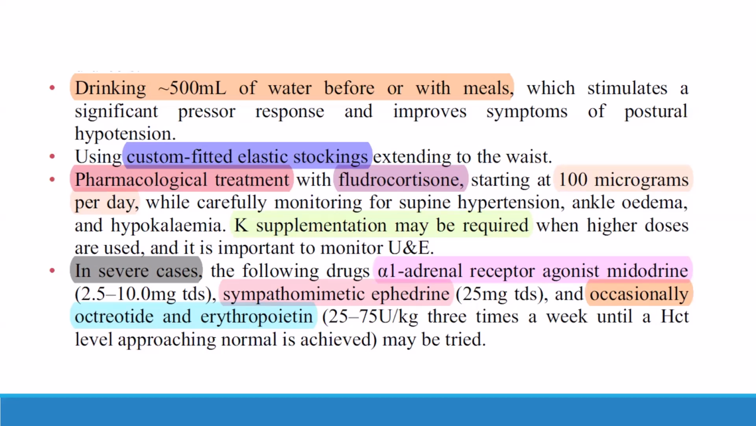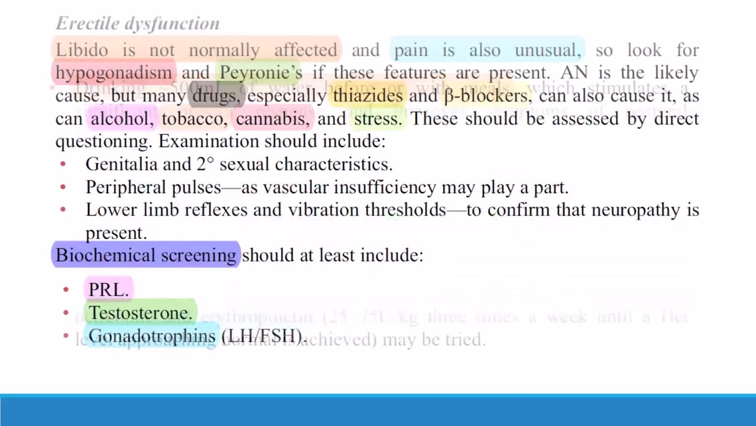Pharmacological treatment includes fludrocortisone starting at 100 micrograms per day. Potassium supplementation may be required. In severe cases, we can use an alpha-1 adrenergic receptor agonist like midodrine, the sympathomimetic ephedrine, and we can use octreotide or erythropoietin. This is how to manage postural hypotension as autonomic neuropathy.